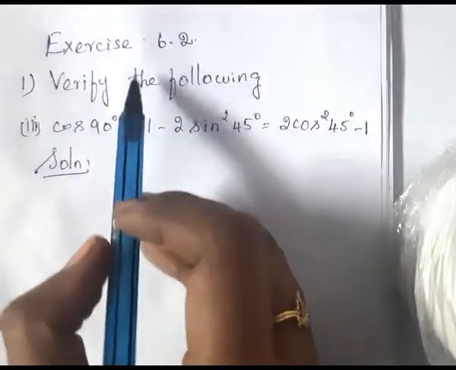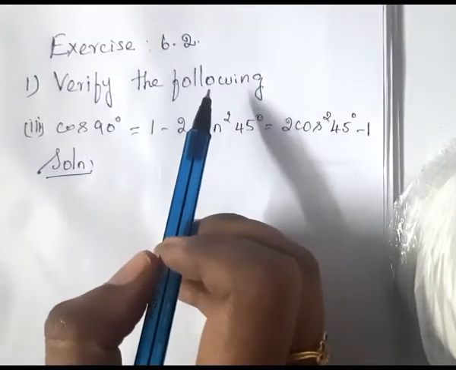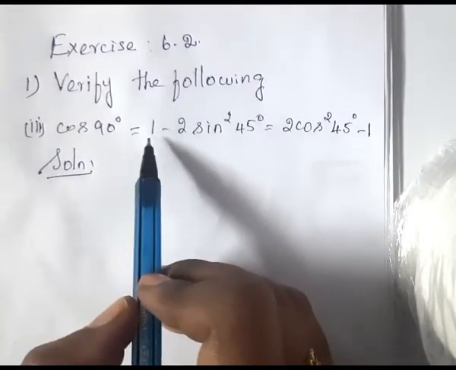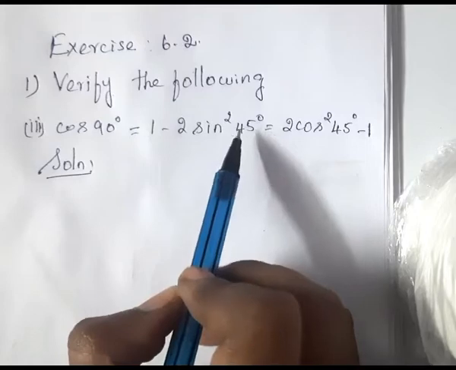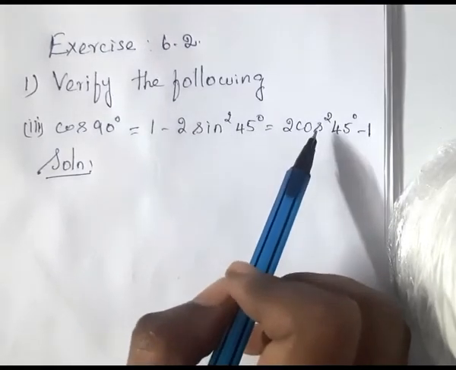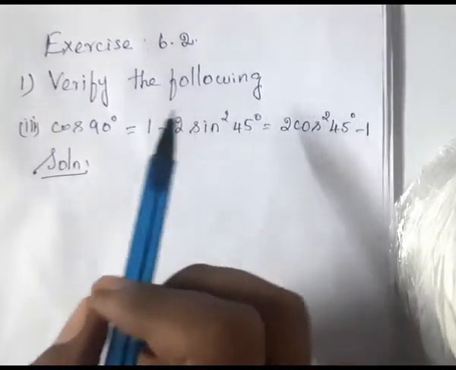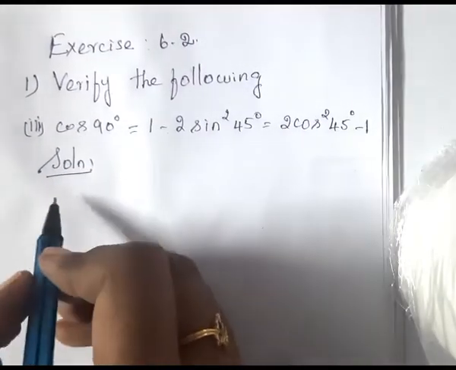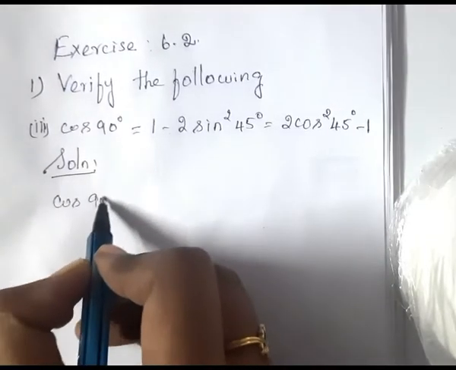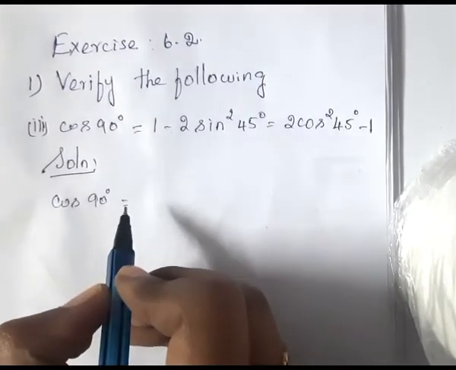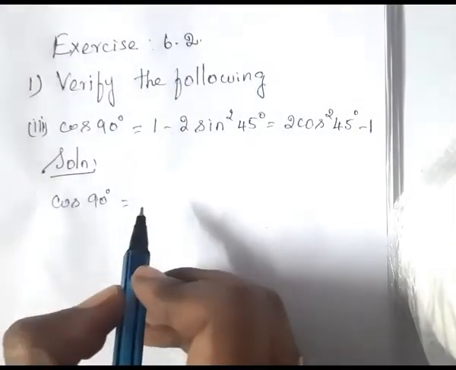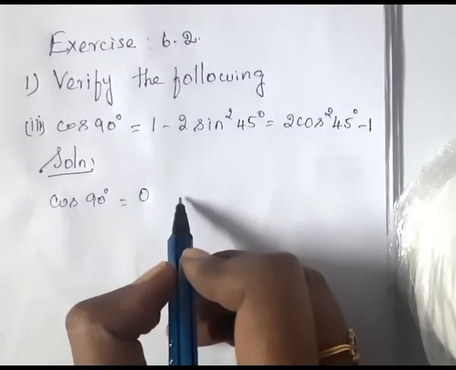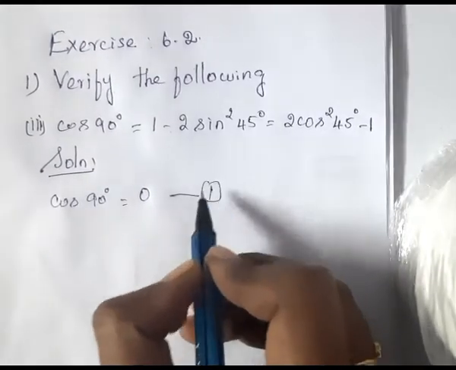Exercise 6.2. First problem, verify the following. Yesterday we did 2 problems. It is the third problem. Cos 90 degree equal to 1 minus 2 sin square 45 degree equal to 2 cos square 45 degree minus 1. So we have three equalities. So first you can take this one, cos 90 degree equal to, what is the value of cos 90 degree? Cos 90 degree equal to 0. So you know that, take this as 1.